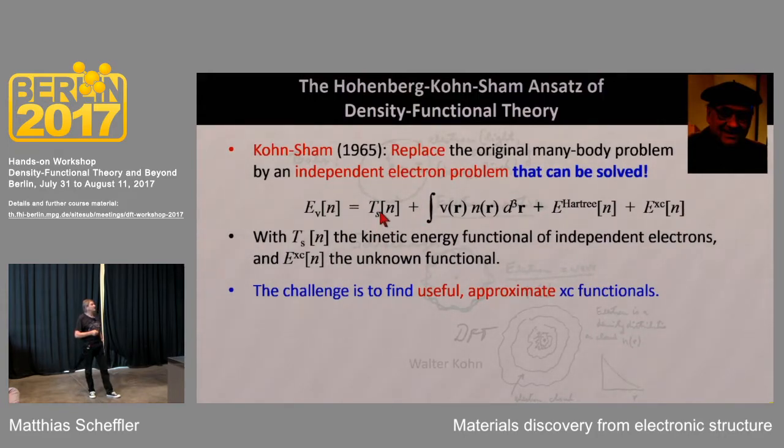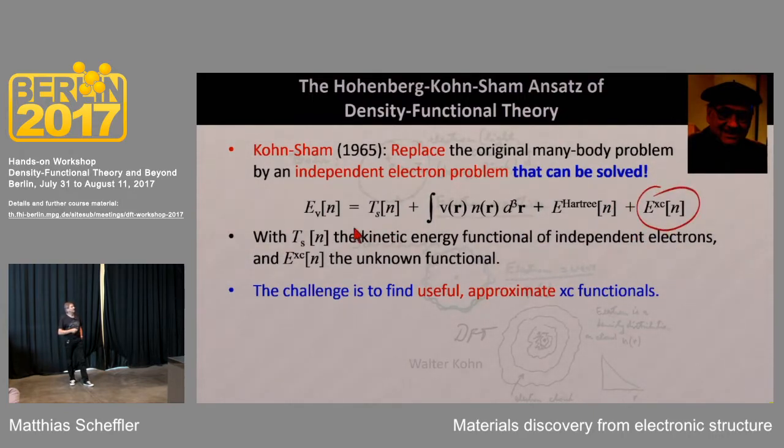And that means let's use the kinetic energy of non-interacting electrons. Then we have the interaction of the electrons with the nuclei. We have a Hartree part, so all these things are somewhat clear. And we have something which is not known, which they call exchange and correlation, again a function of n. If you have done this, you can show that this is equivalent to a Schrödinger type of equation, the Kohn-Sham equation.